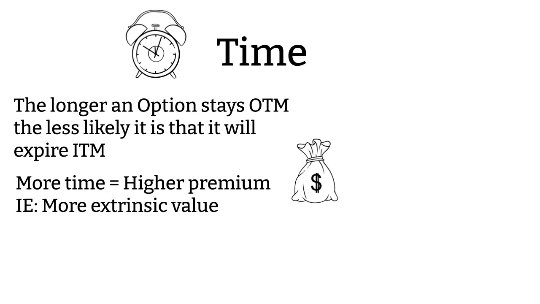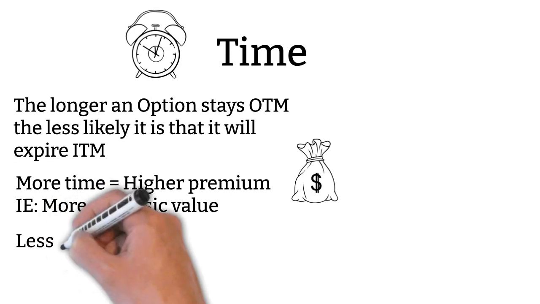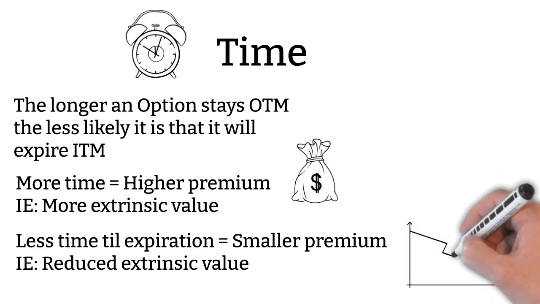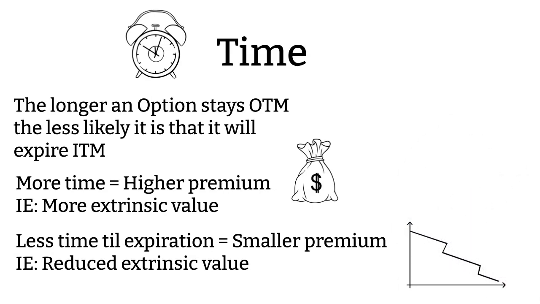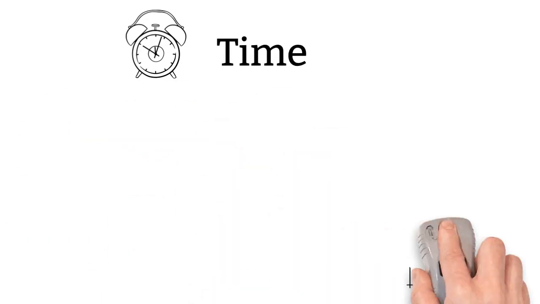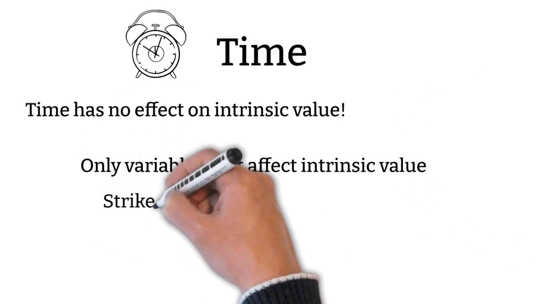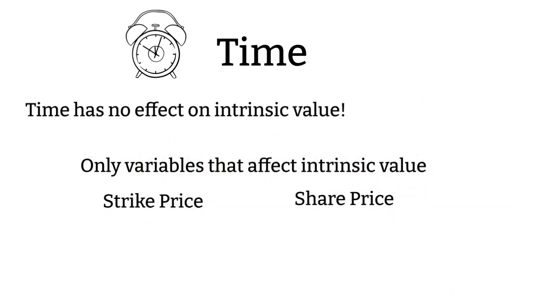But what happens when you get down to 2 weeks or 1 week and that option is still out the money? It is now less likely that option will expire in the money, and therefore traders are less willing to pay a big premium for this option because it's probably going to expire worthless. Now keep in mind that time only affects the extrinsic value of an option. It has no effect on the intrinsic value. The only factors that affect the intrinsic value of an option are the strike price and the share price.